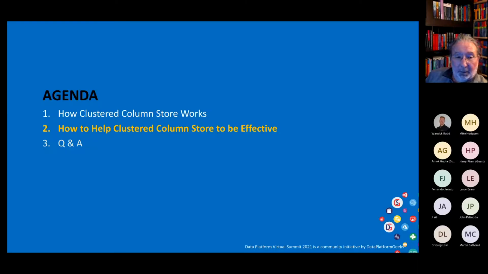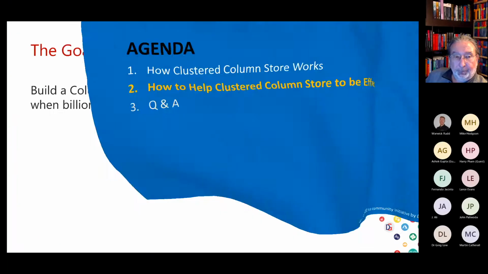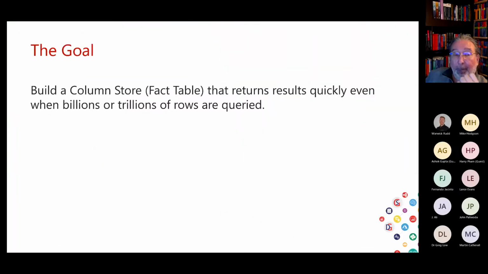So now to the meat and the core and most important part of this presentation. The goal is to build a column store fact table for a data warehouse application. And believe me, if you have an OLTP system, column store is the wrong idea there, because we'll learn soon why. So the goal is to have a gigantic column store with billions and trillions of rows, and still return query results in a very, very reasonable time, really quickly.